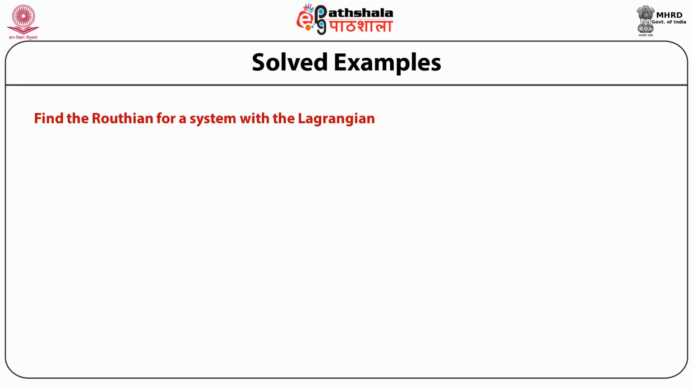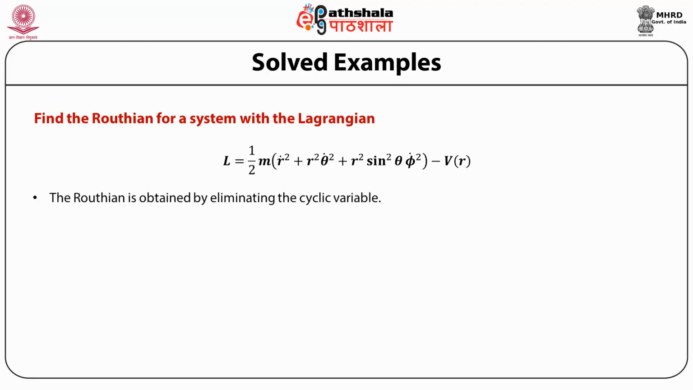As a final example, we calculate the Routhian for a system whose Lagrangian is given by half m r dot square plus r square theta dot square plus r square sin square theta phi dot square minus V of r. So the potential depends only on the coordinate r, and we don't have any dependence on phi. So phi is a cyclic variable. So the Routhian is obtained by eliminating the cyclic variable.